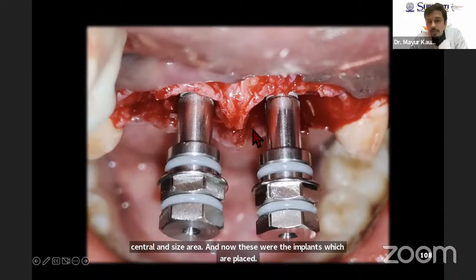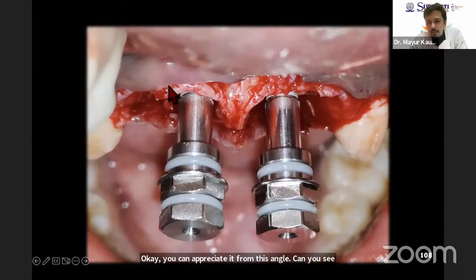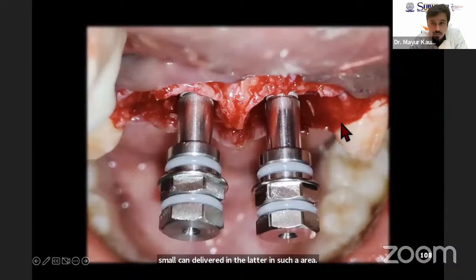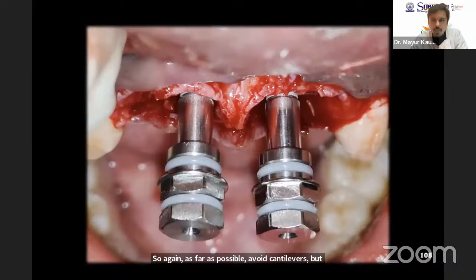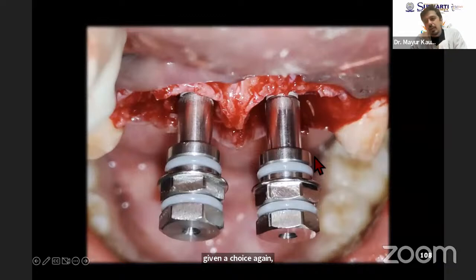Can you see? The final prosthesis would be 2 central incisors with small cantilever in the lateral incisor area. So again, as far as possible, avoid cantilevers. But if in case you don't have a choice and the patient wants the implant that time only, this is how we have to deal with it.